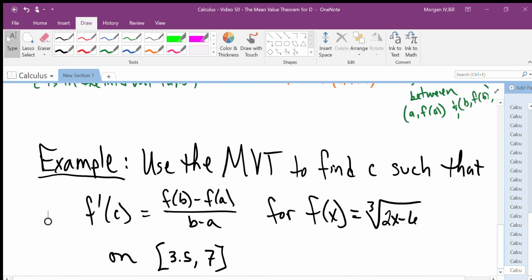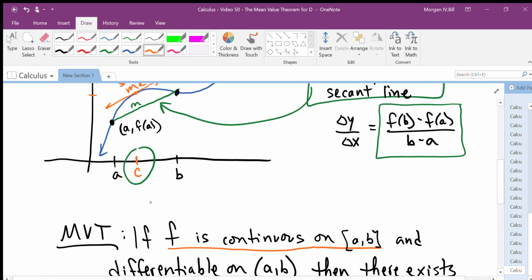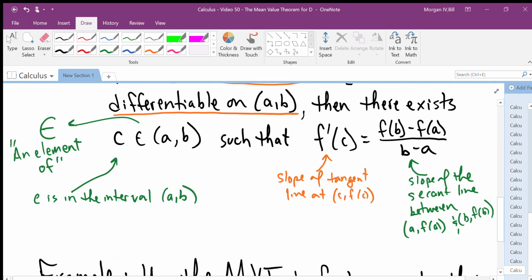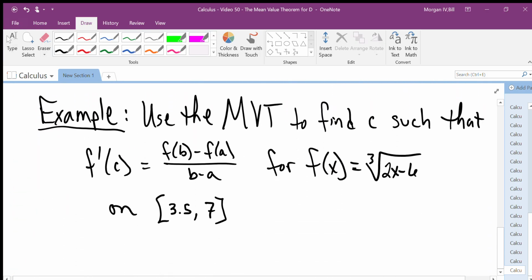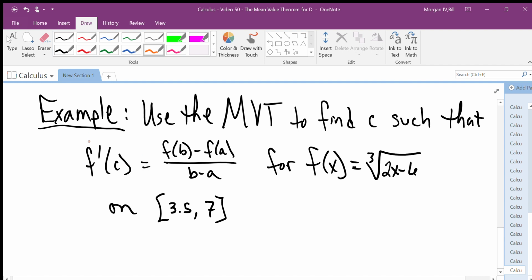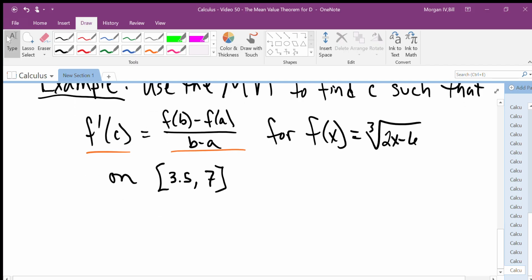Okay, use the MVT to find C. We're going to actually find that C value such that f prime of C, the slope of the tangent line, is equal to f of b minus f of a over b minus a, the slope of the secant line, the average slope. The function we're going to use is the cubed root of 2x minus 6 on the interval 3.5 to 7.